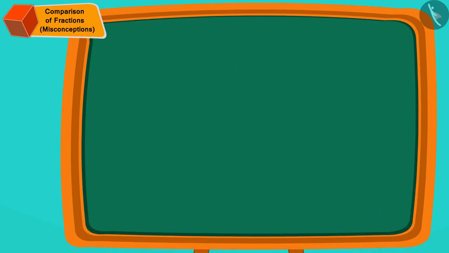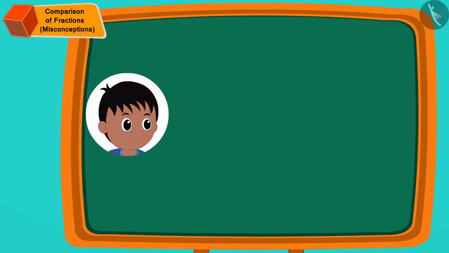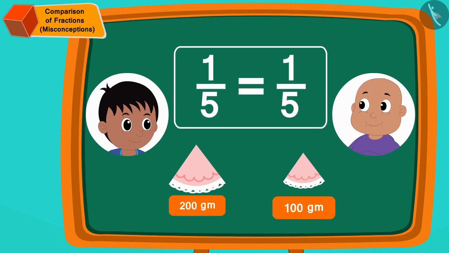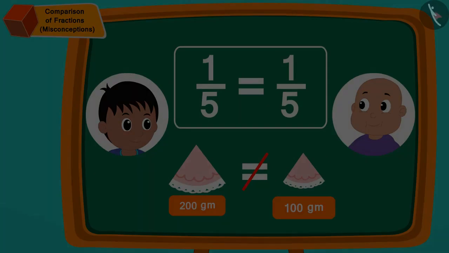Children, now can you see that Raju has got 200 grams of cake and Bablu has got 100 grams of cake? Even though the fractions of the parts of Raju and Bablu's pieces are the same, the amount of cake that Raju got is more than the amount of cake that Bablu got. Therefore, Bablu's statement is correct.